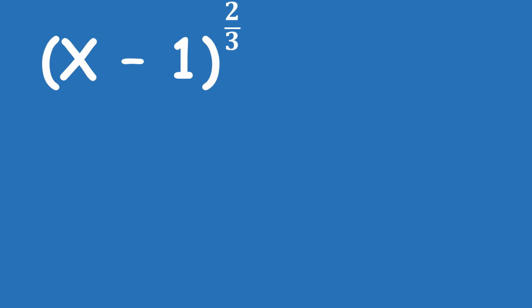So what we are looking at today is (x - 1) all raised to the power of 2/3, and that is equal to 4. So we will be solving for x. However, if you look at the left hand side, you look at the exponent here, you see we have 2/3.